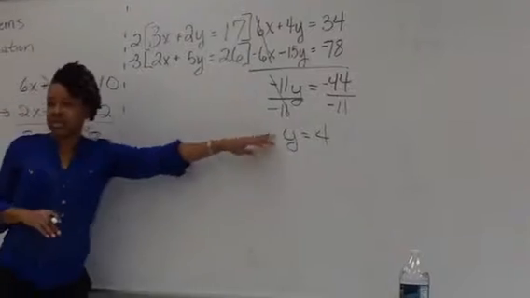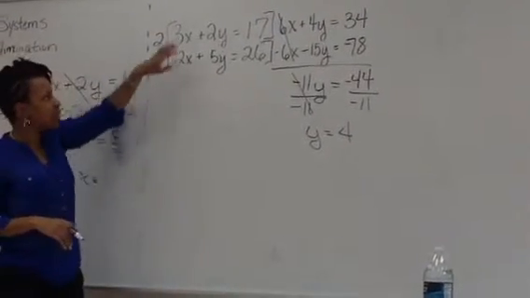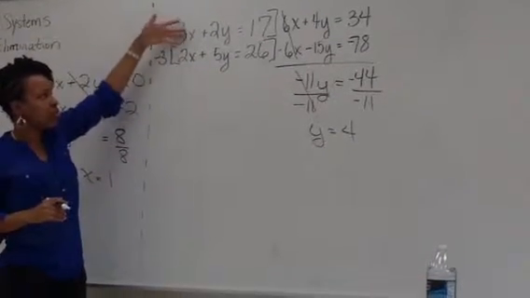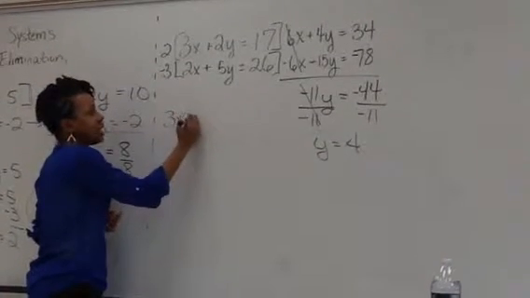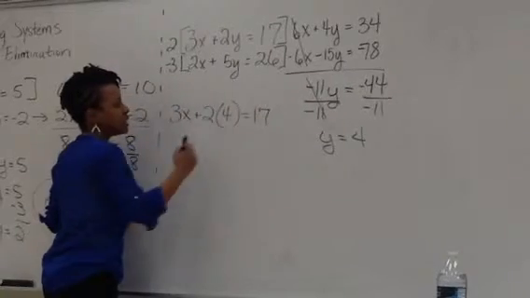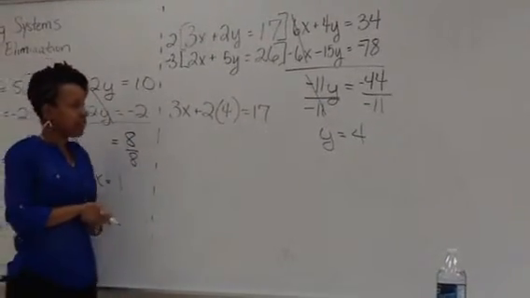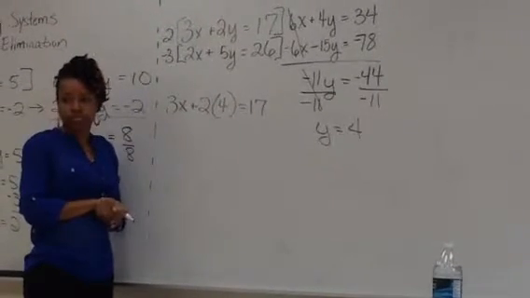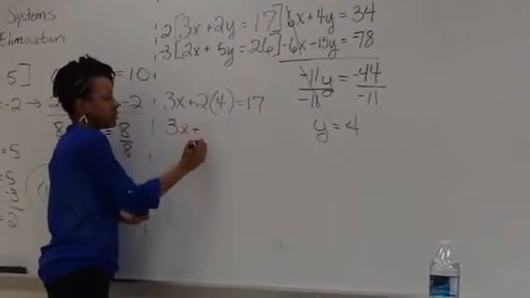You found one answer. How do you find the second variable? Pick one. Which one do you want to pick? The top one. They're both positive, so it doesn't make a big difference. So 3x plus 2 times 4 equals 17. What should I do first to start solving that? Times 2 and 4. Good. 2 times 4 is?